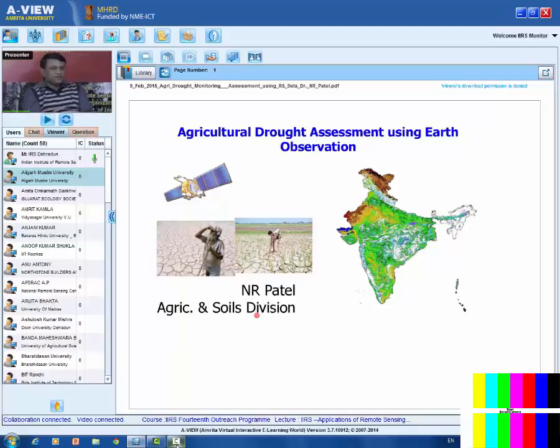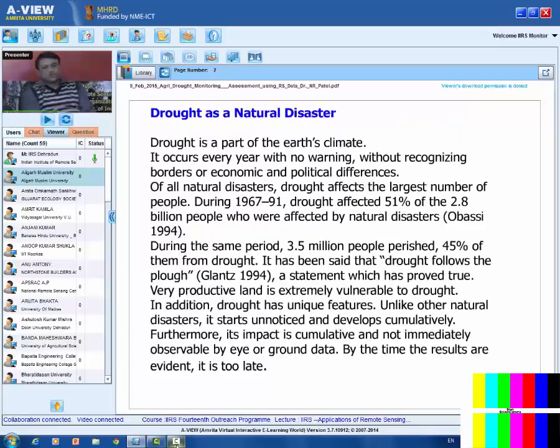Good morning. Today we discuss how Earth observation data can be useful in monitoring drought as well as its assessment. Many approaches have been developed over the years which can be useful for drought monitoring. So, before going into detail about how remote sensing can be used in monitoring drought, we shall understand some basic aspects. As we know, drought is a part of Earth's climate and it can occur in every part of the world.